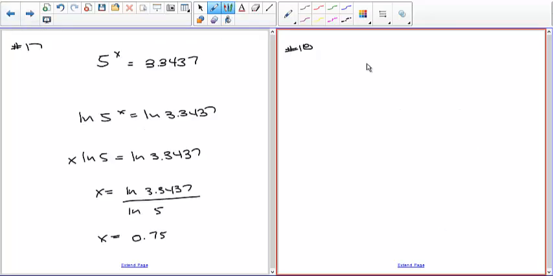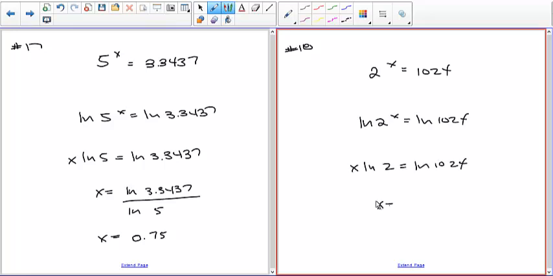Number 18. So here we have another exponential equation. Same kind of deal. Use the natural log. Bring the exponent out. Solve for x. Plug that in your calculator. Natural log 1024 divided by the natural log of 2. And you get 10. 2 to the 10th power is 1024.